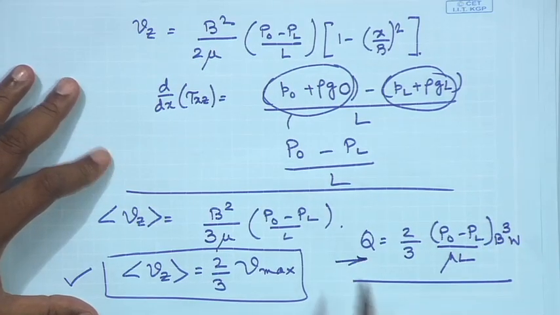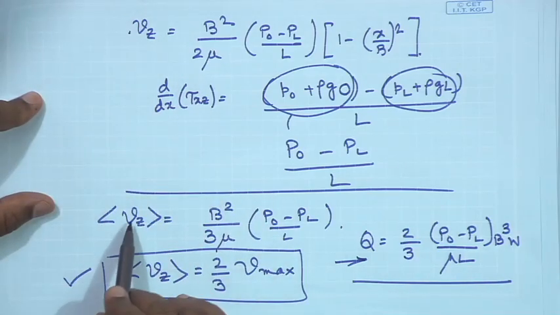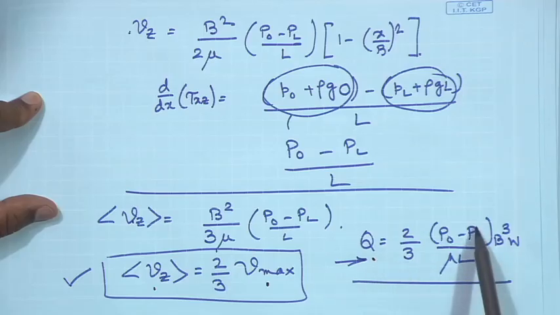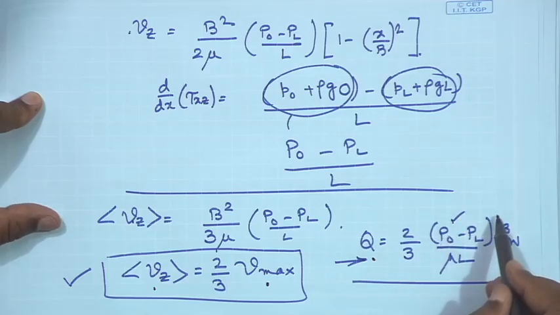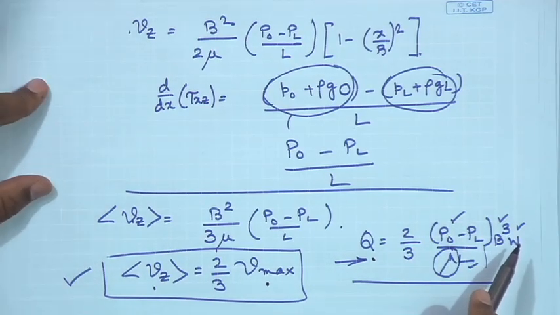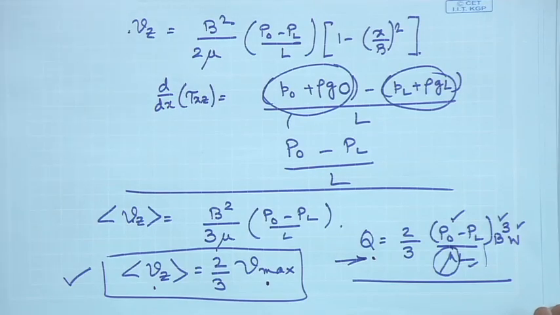Again, another practice problem for you. So, you are going to find out what is the velocity, what is the average velocity, what is the relation between average velocity and the maximum velocity, and what is the relation between the volumetric flow rate and the imposed conditions, the geometry, and the property, the viscosity in here. These are the four things which you should do on your own and check if you are getting the correct results or not.